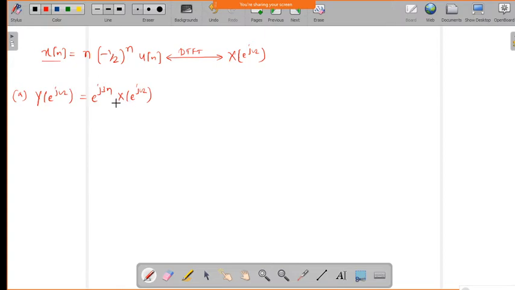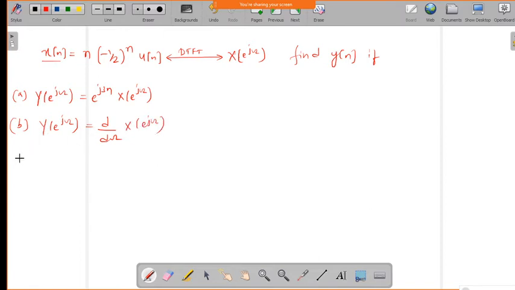The corresponding y of n you have to find, that is the time domain signal. Find y of n if Y of e power j omega is equal to e power j 3 omega into X of e power j omega. Now for B, you find what y of n is if Y of e power j omega is equal to d by d omega of X of e power j omega.